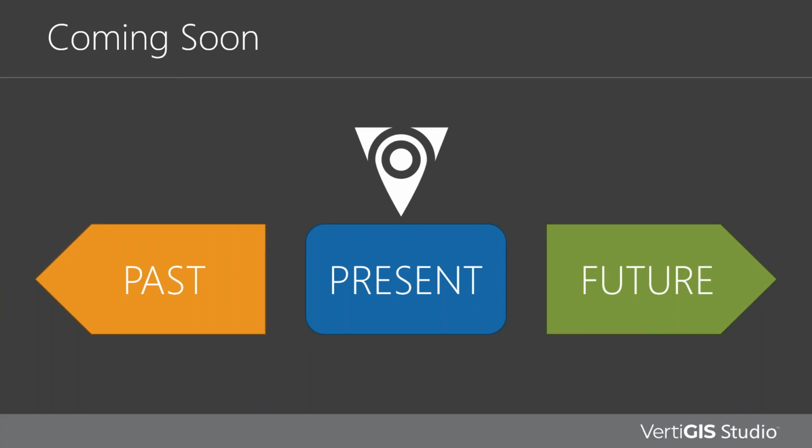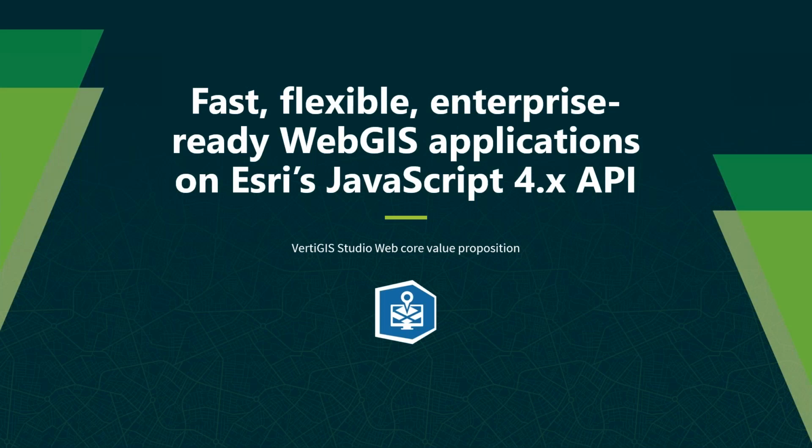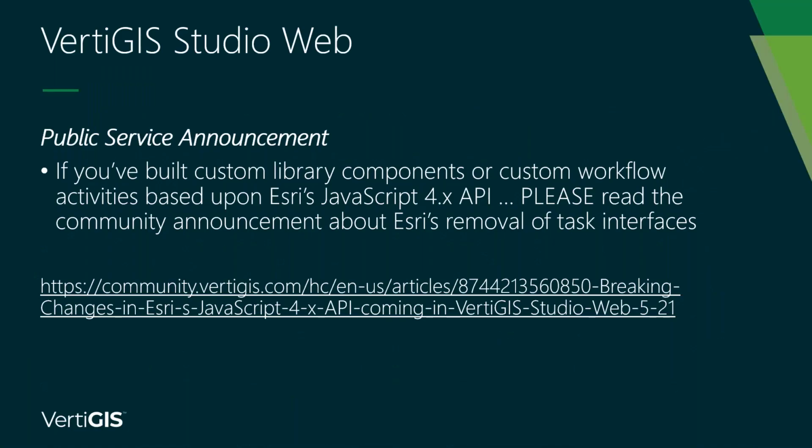All right, so that's the past, some most recently released things. Let's talk about things that are imminently about to be released. We'll kick it off with web. So first of all, just a quick public service announcement. If you are a partner or a customer or a service provider who has built custom library components, so you're writing code that's going to run inside VertiGIS Studio Web based on Esri's JavaScript 4.x API, please take a minute and read the community announcement.